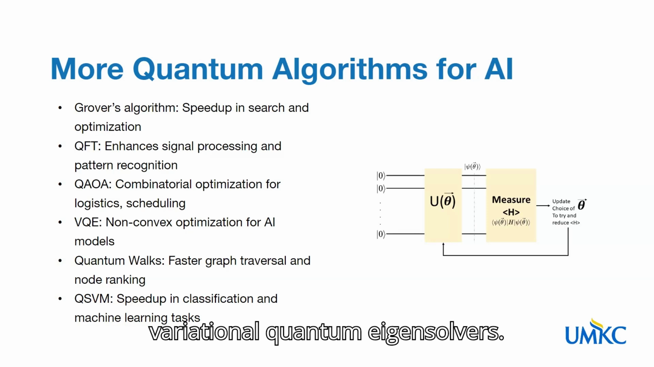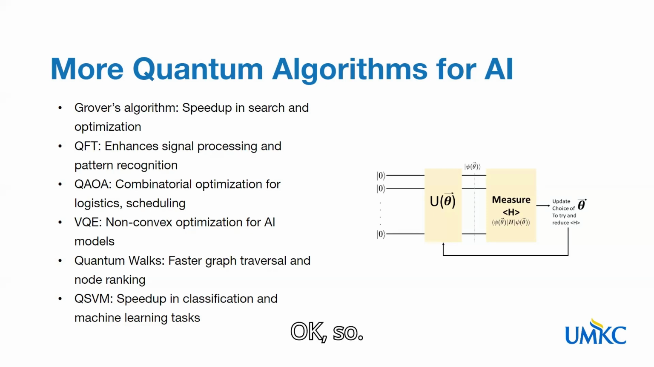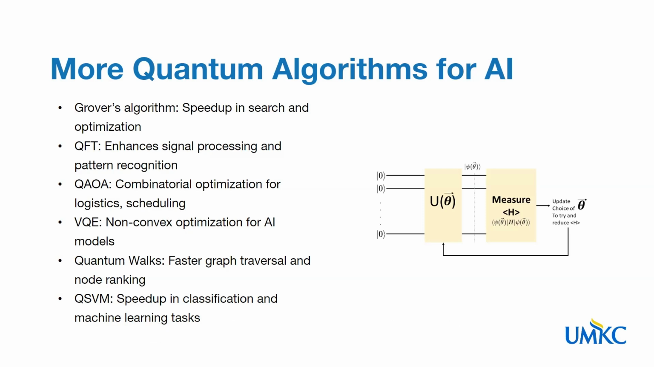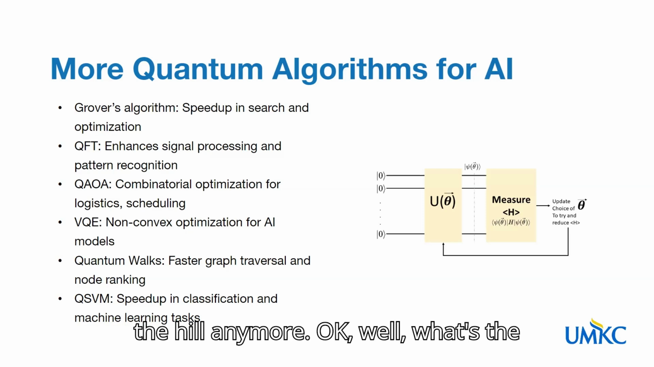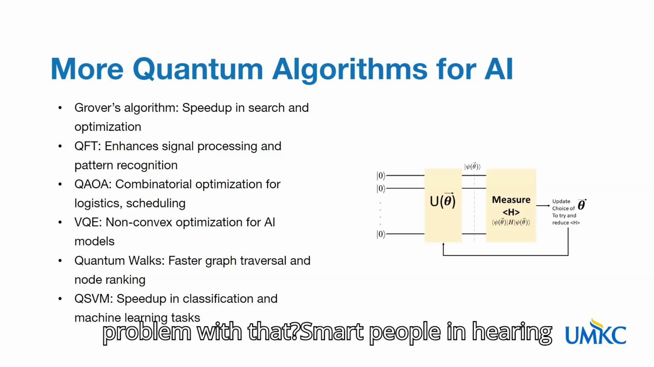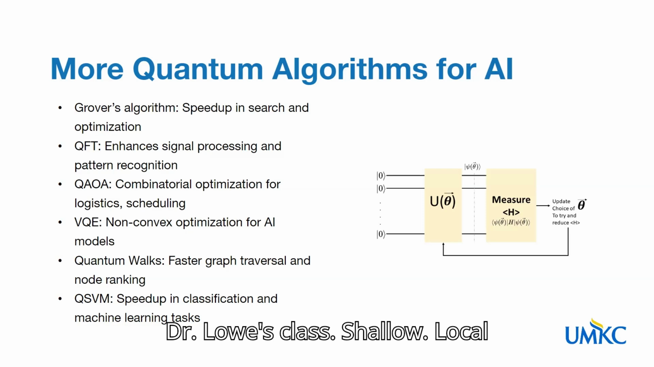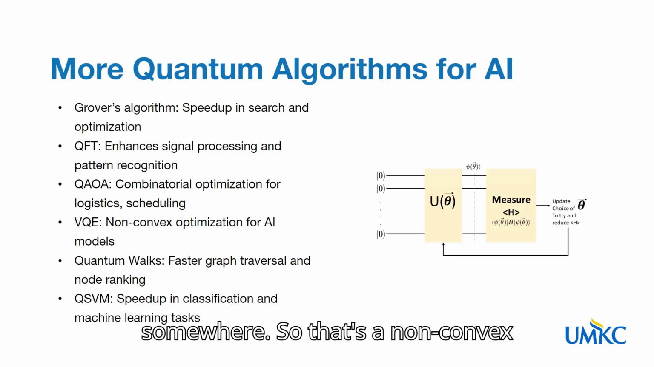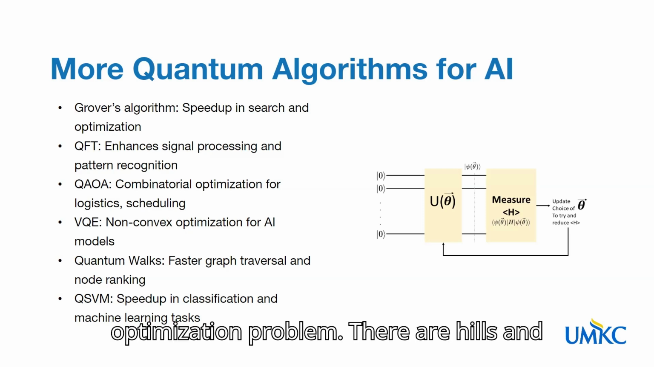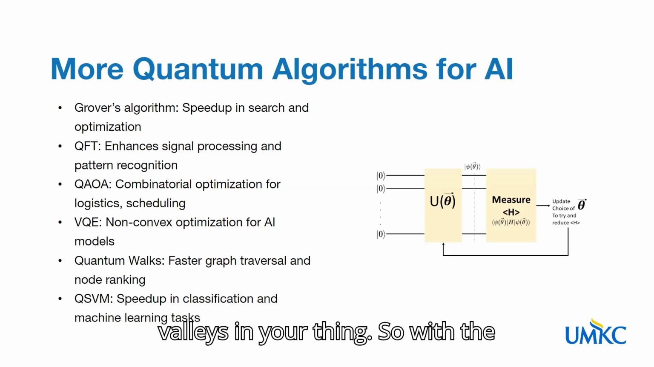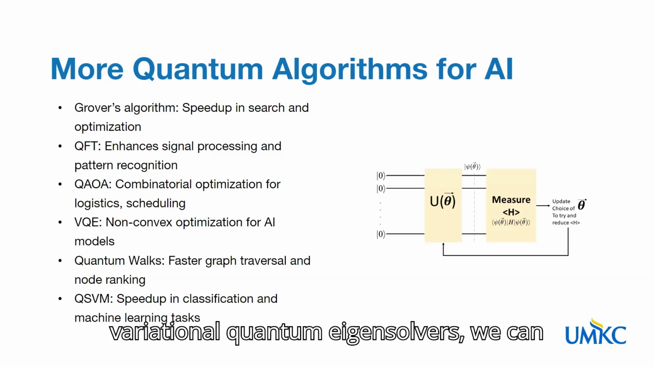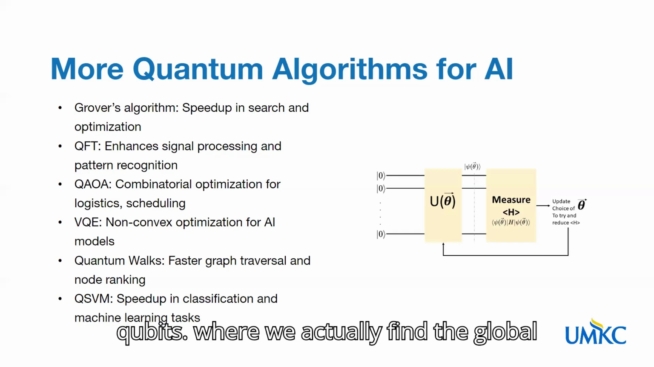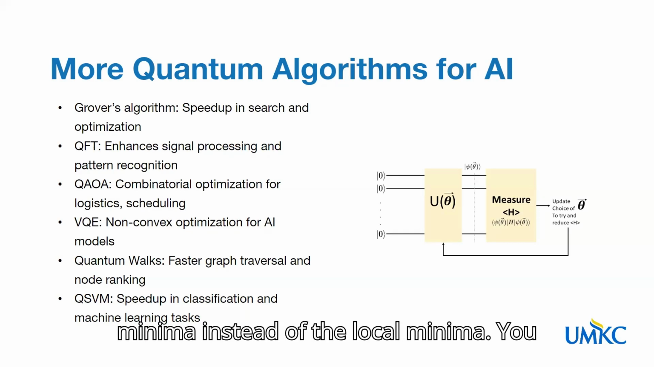Variational quantum eigensolvers. Okay, so AI works by gradient descent. Go down the hill till you can't go down the hill anymore. But what's the problem with that? Well, smart people in here, and Dr. Lowe's flat. Shallow. Local minima, right? You get stuck somewhere. So that's a non-convex optimization problem. There are hills and valleys in your landscape. So with the variational quantum eigensolvers, we can actually evaluate the entire state space at the same time, provided we have enough qubits, where we can actually find the global minima instead of the local minima.